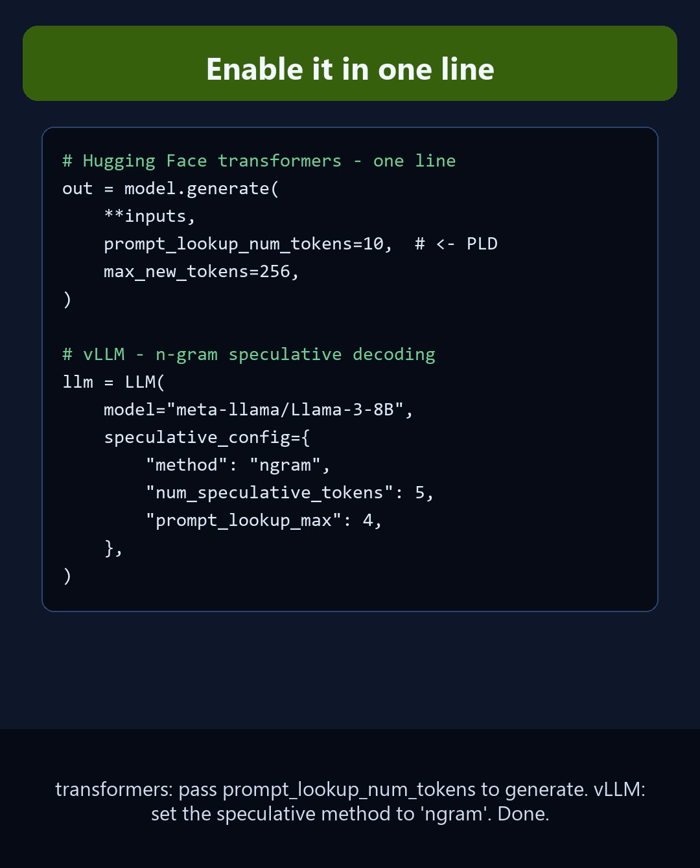In code it is almost trivial. In Hugging Face transformers you just pass prompt_lookup_num_tokens equals 10 to generate, and you are done. In vLLM you set the speculative method to n-gram and choose how many tokens to propose. No draft checkpoint, no training run, no extra service. One argument turns a slow, input-heavy workload into a much faster one.